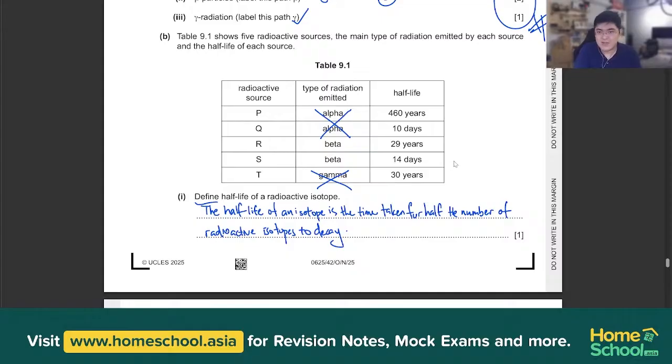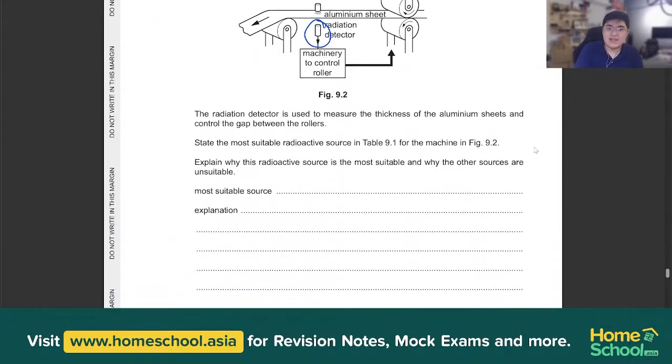So this is not as effective compared to source R, which has a half-life of 29 years. This means the source can be used for a much longer period of time. So that's why you want to use source R. And the most suitable source over here is R. Now let's determine why this is possible.